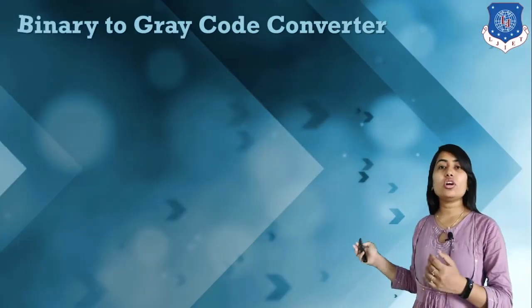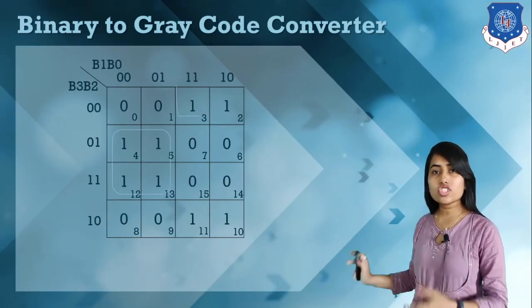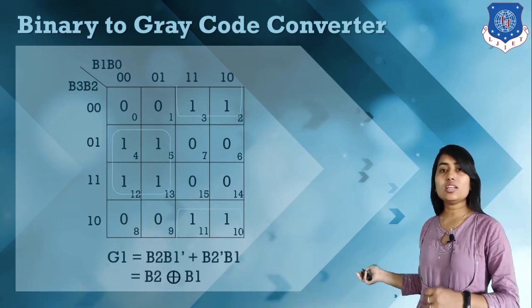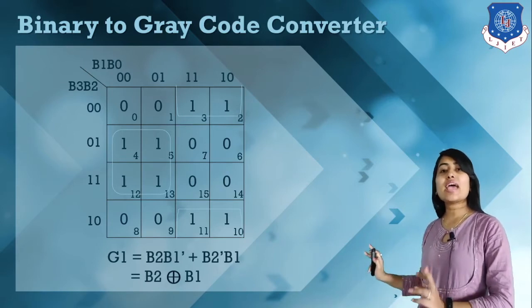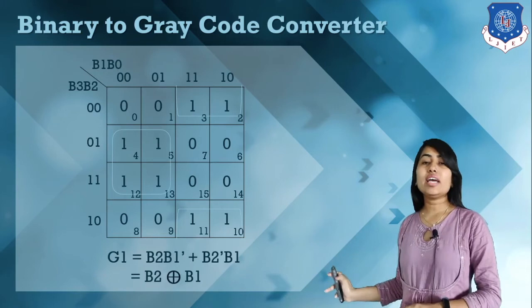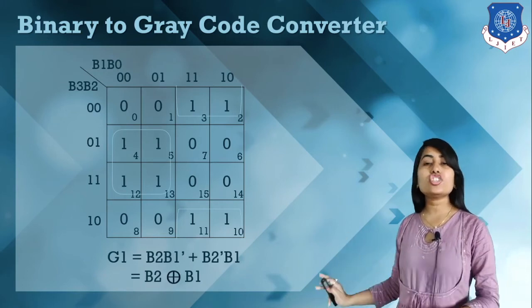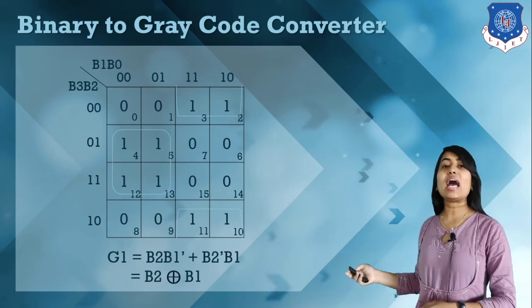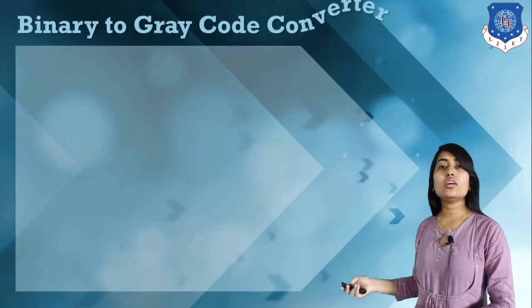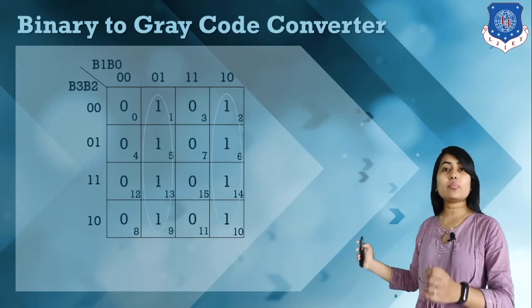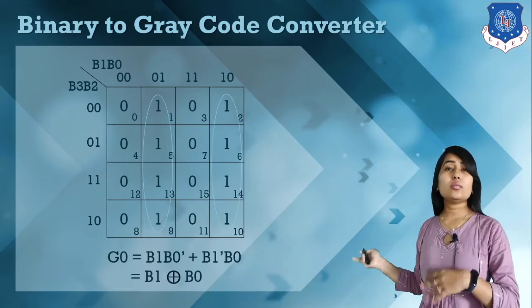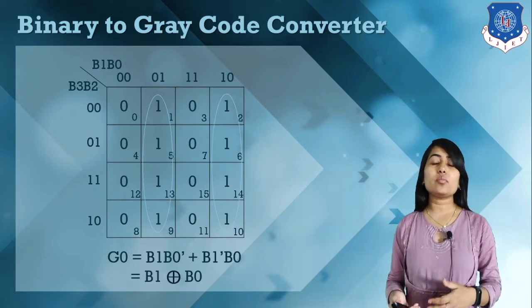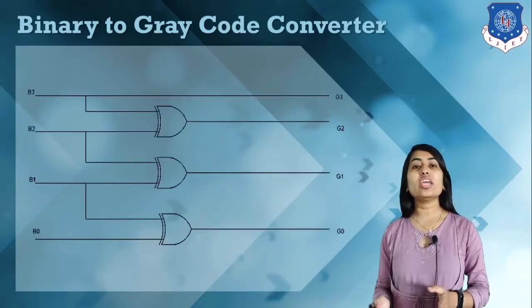Then next we have the logical expression for G1. For G1 we have this logical expression, that is B2 B1 dash plus B1 B2 dash. So for G1 we have B2 XOR B1. And for the last one, G0, the logical expression from the K-map is basically B1 XOR B0. By considering all these logical values we can make this kind of logic diagram. So here we have the binary to gray code converter circuit.